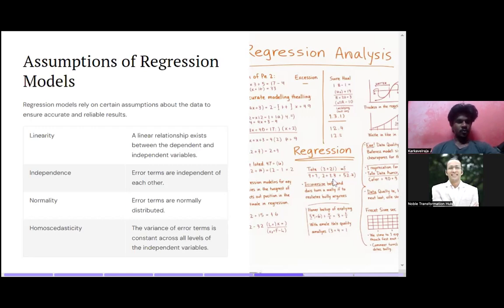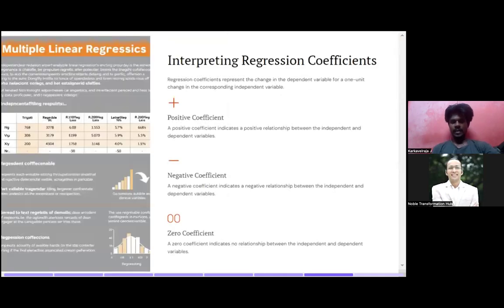Moving on, we have interpreting regression coefficients. Guys, this is very important, because everything is going to be a package: we are just installing, importing and using. But we need to know how to interpret it. A regression coefficient represents the change in the dependent variable for one unit change in the corresponding independent variable.